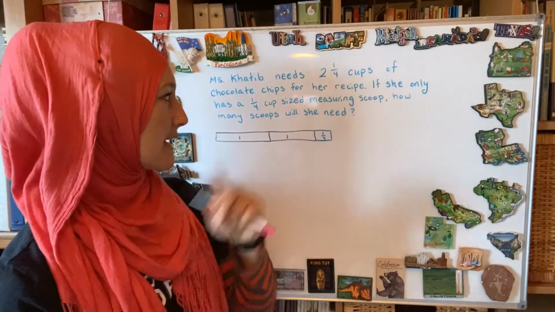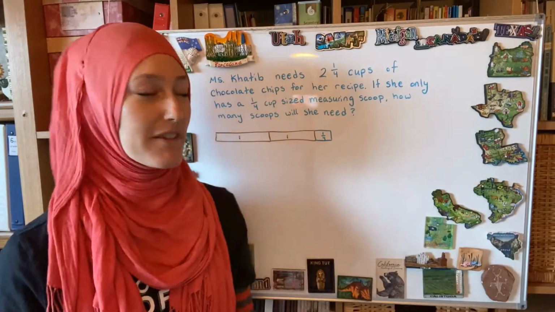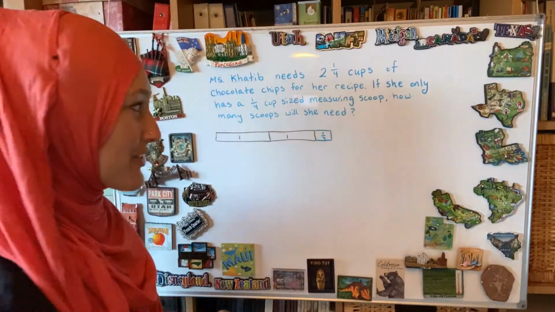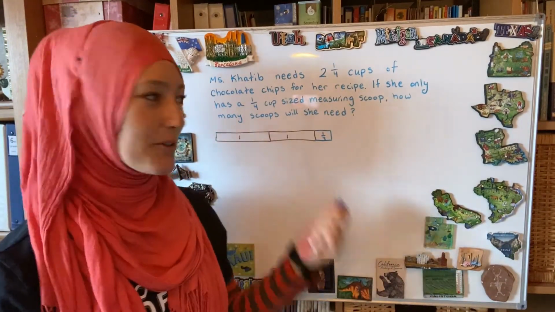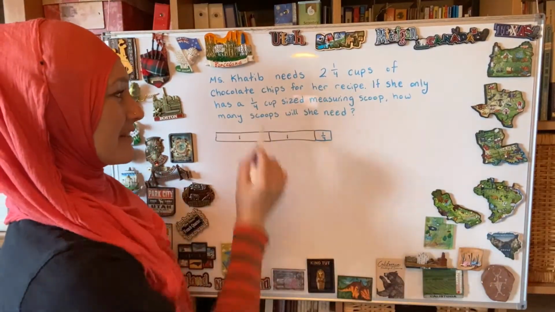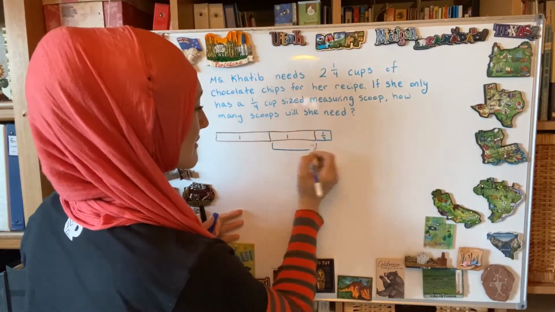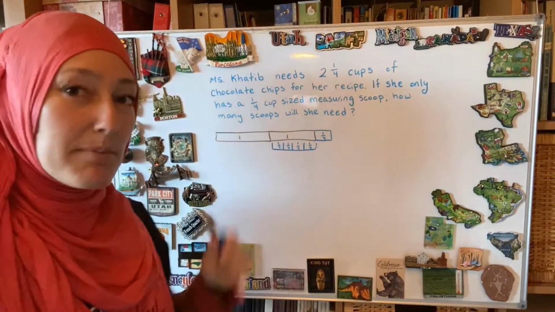Now my question is, how many 1/4 sized cups or scoops will I get out of all of this? So I have to rename my whole into its parts, into a fraction. And how am I going to cut that up? How do I know what size pieces to make that? Well, I look at my denominator right here. It's a 4. So I'm going to cut that into 4 pieces. And then I do the same thing for my other.